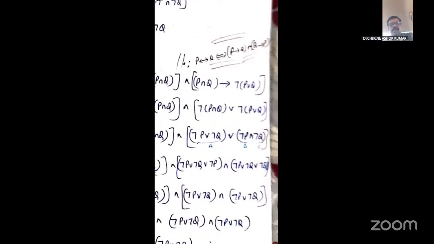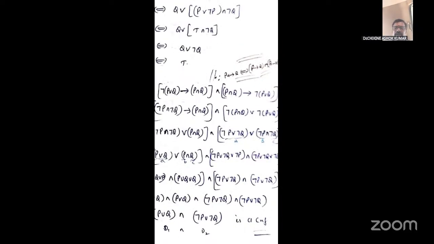P intersection Q. Coming to the second function: P intersection Q implies negation (P and Q). Now for this, I'm applying the P implies Q formula. What is the P implies Q formula? Negation P union Q. In the place of P, I have P intersection Q. In the place of Q, I have negation (P union Q). So if you apply P implies Q as negation P union Q, it will become negation of (P intersection Q) union negation of (P union Q).